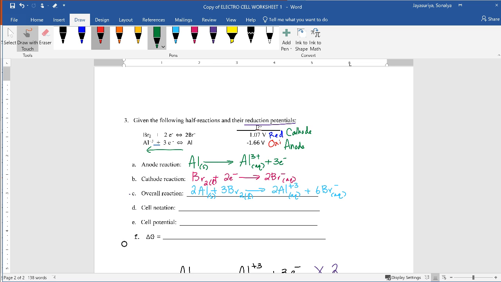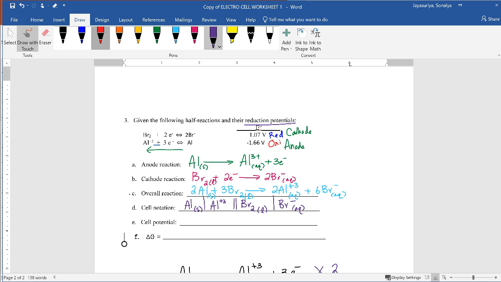This is aqueous. All right, then cell notation is just going to be aluminum solid, oxidation on the left always, aluminum solid, vertical line, aluminum 3 plus. Double vertical lines to show the salt bridge. And then, don't need the 3 there, just bromine. Br2 liquid, vertical line, Br minus aqueous. All right, so oxidation and reduction, okay?